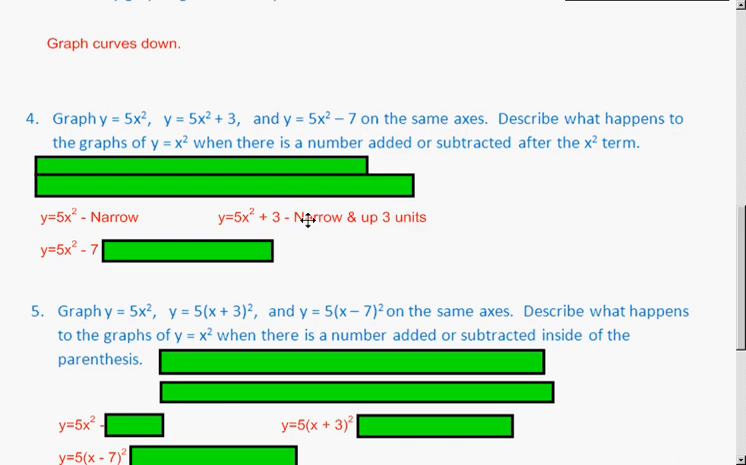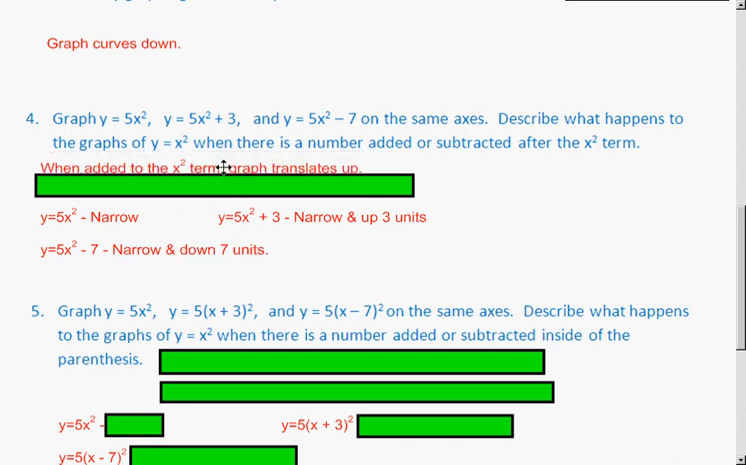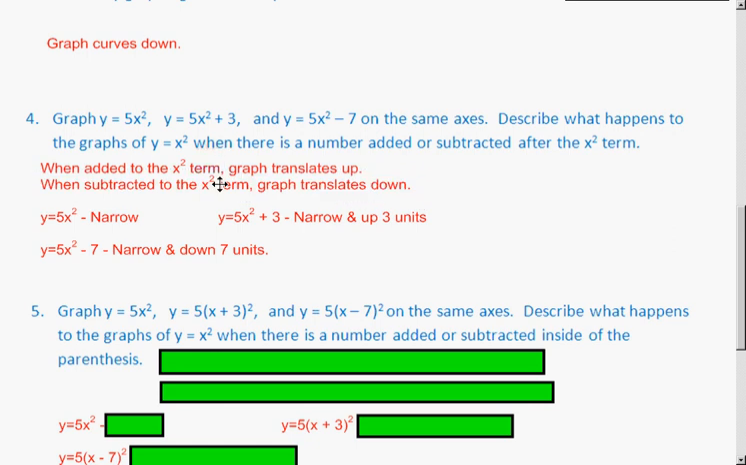When we add 3, well, the graph becomes more narrow because we multiply by 5, and it moved up 3 units. Y equals 5x squared minus 7. Again, the graph is narrow, and it moved down 7 units. Other comments that you can make here are when you add to the x squared term, the graph translates up. And when subtracted to the x squared term, the graph translates down.